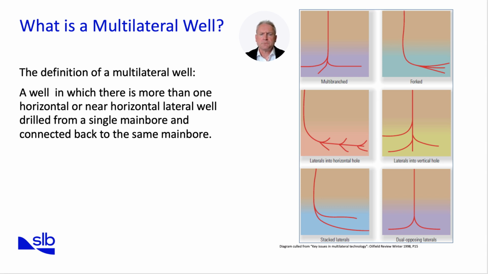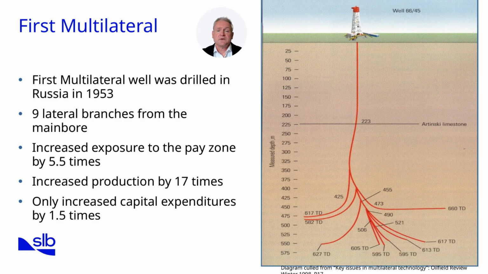Having defined what a multilateral is, let's move next to the historical perspective. The very first multilateral well drilled and what it achieved. The very first multilateral well was drilled in Russia back in 1953. This pioneering project set the stage for what would later become a global technology. The well had 9 lateral branches extending from a single main bore, which was a remarkable achievement at the time.